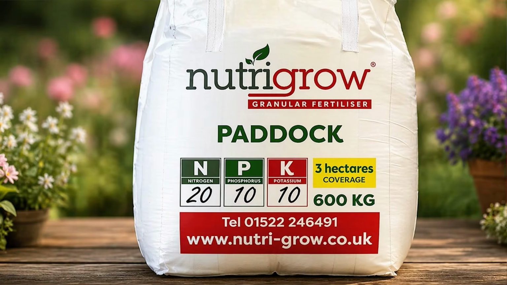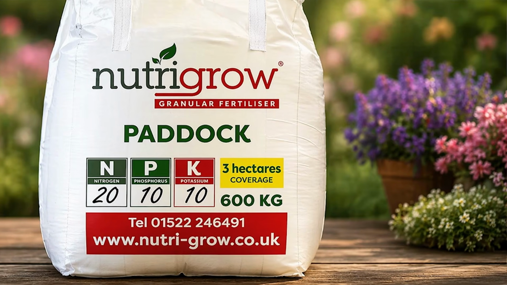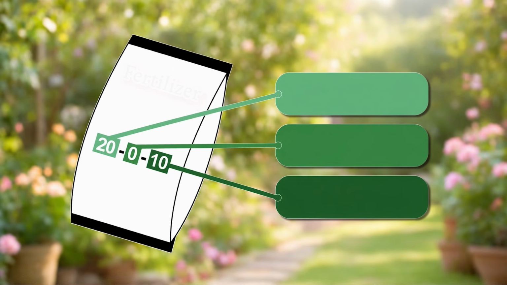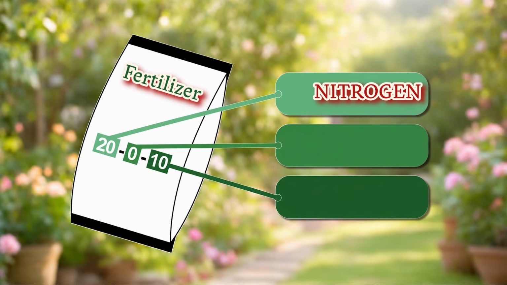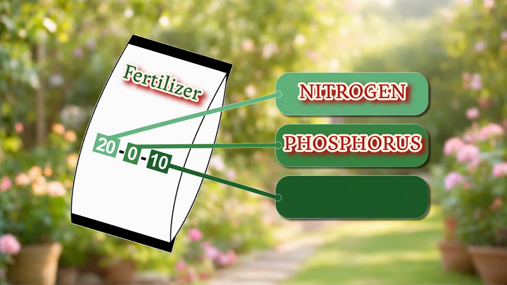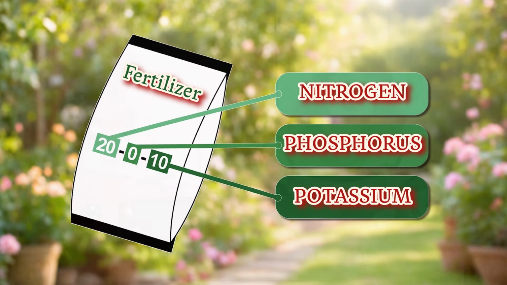So, three numbers, NPK. What does it mean? The first number is the percentage of nitrogen in the fertilizer. The second number is the percentage of phosphorus. And the third number is the percentage of potassium. These three are the main key components.